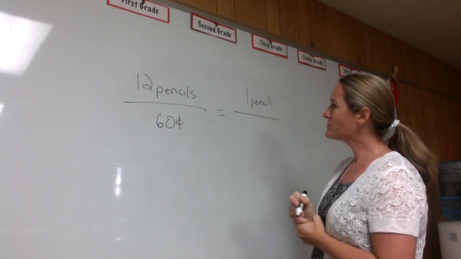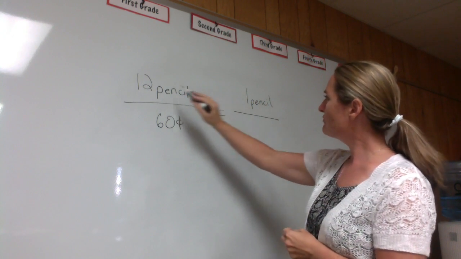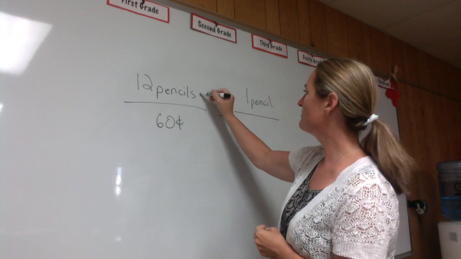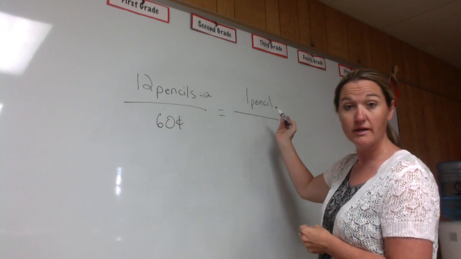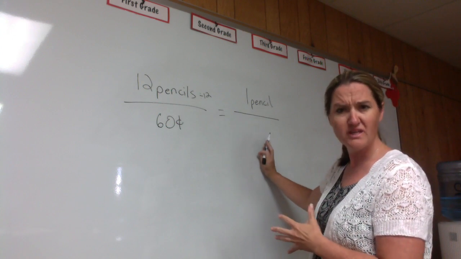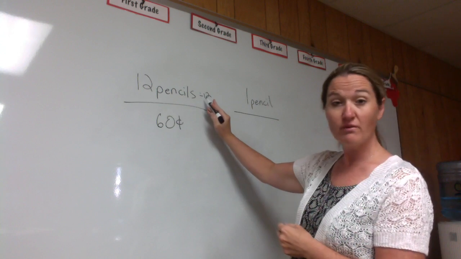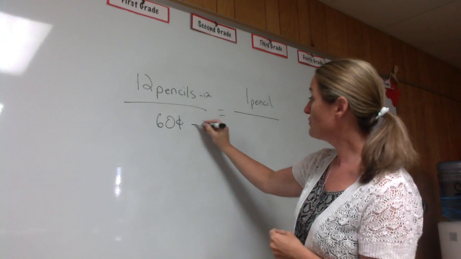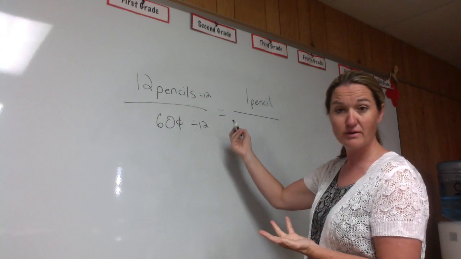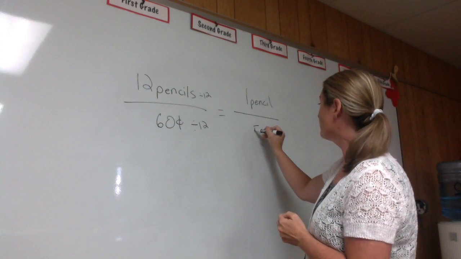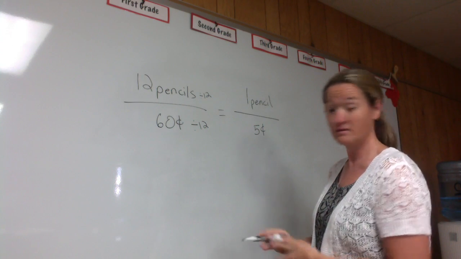So I went from 12 pencils to one pencil. I'm going to divide by 12. 12 divided by 12 gives me the one. Remember, we're pretty much making an equivalent fraction at this point. So if I divide this by 12, I also have to divide that by 12. 60 cents divided by 12 is 5. The cost of one pencil is 5 cents.